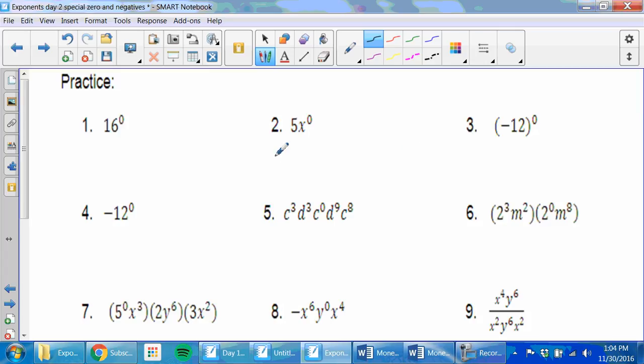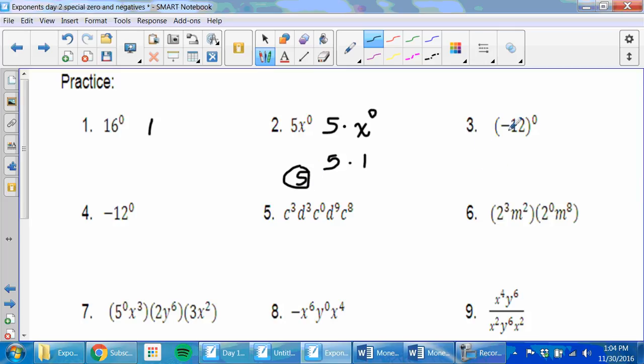Okay, let's go through some of the answers. Number 1, 16 to the 0 power. That's just 1. Now 5 times x to the 0 power. This means 5 times x to the 0 power. Well, if x to the 0 power equals 1, this is basically saying what's 5 times 1? The answer to number 2 would just be 5.